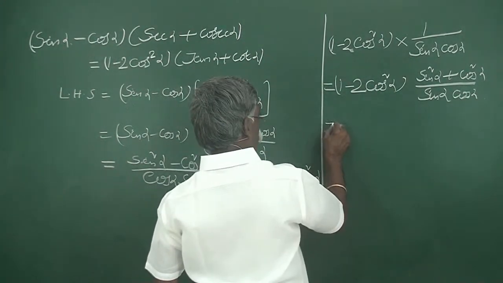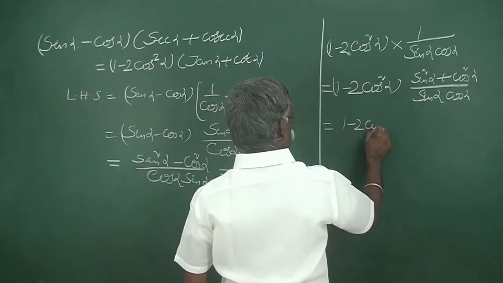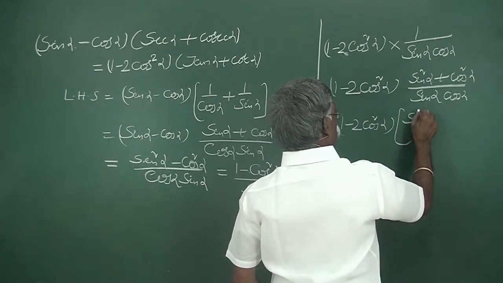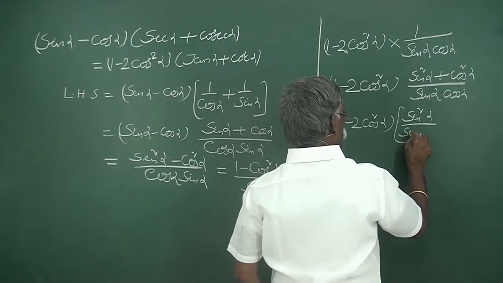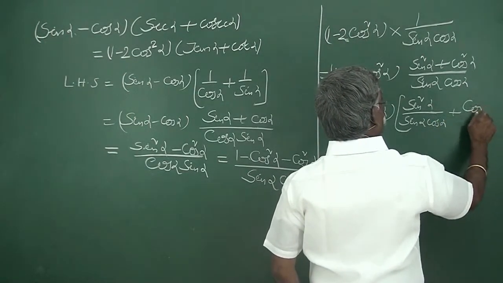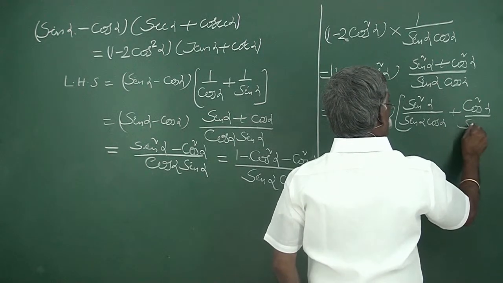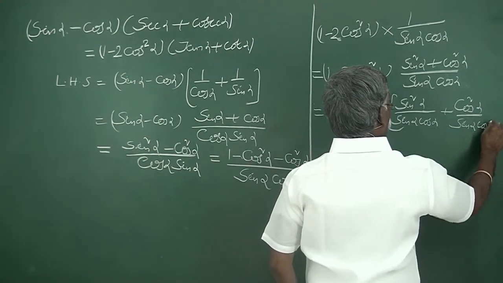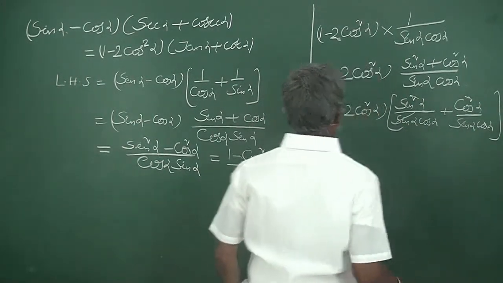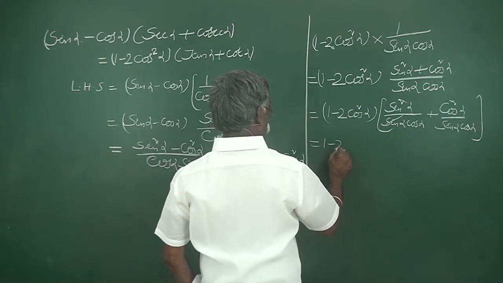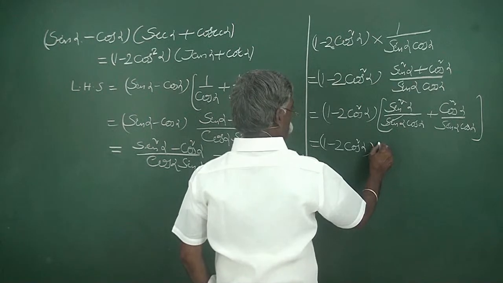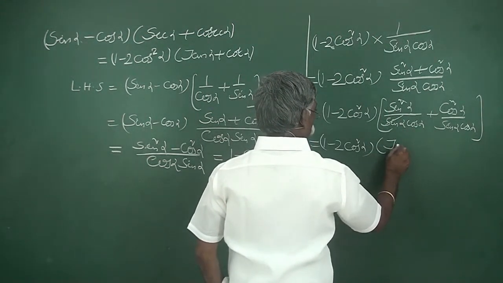Now let us split them. This is 1 minus 2 cos square alpha into sin square alpha by sin alpha cos alpha plus cos square alpha by sin alpha cos alpha. Square and sin cancel, square and cos cancel. Therefore this is 1 minus 2 cos square alpha into tan alpha plus cot alpha.